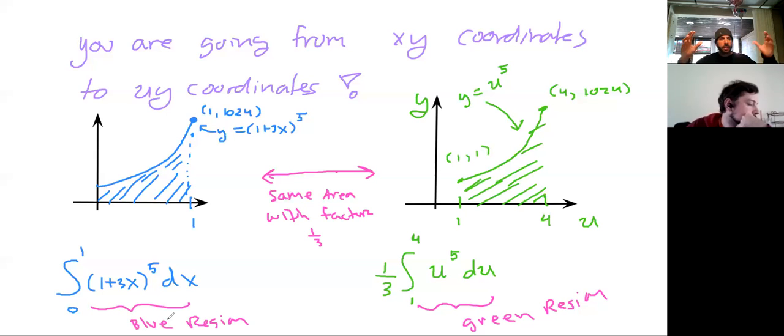So that integral represents the area of the blue region. On the right, the integral is the green region. And if I divide that area by 3, I get the same thing as the blue region. Does anybody have a question about this picture before we say why it's important? Okay, so that's kind of what we want to say.